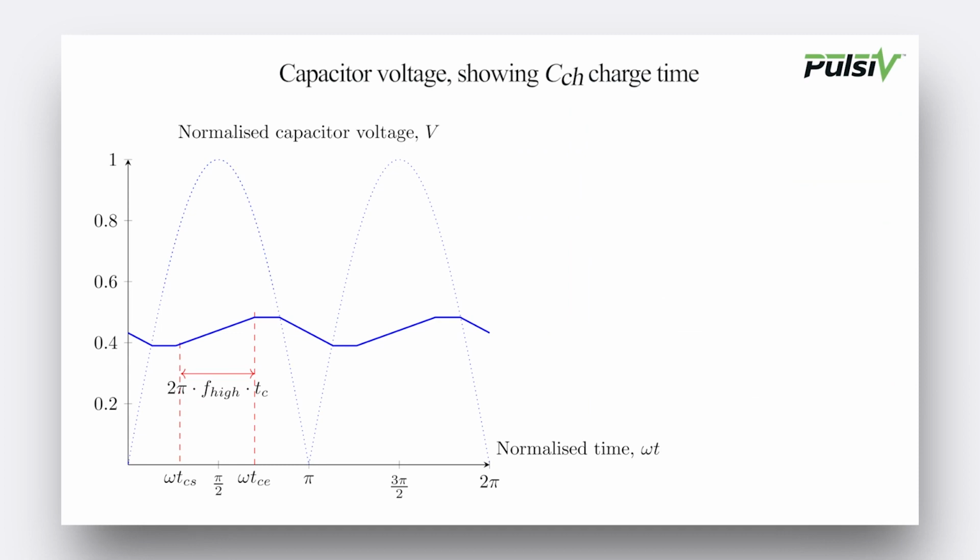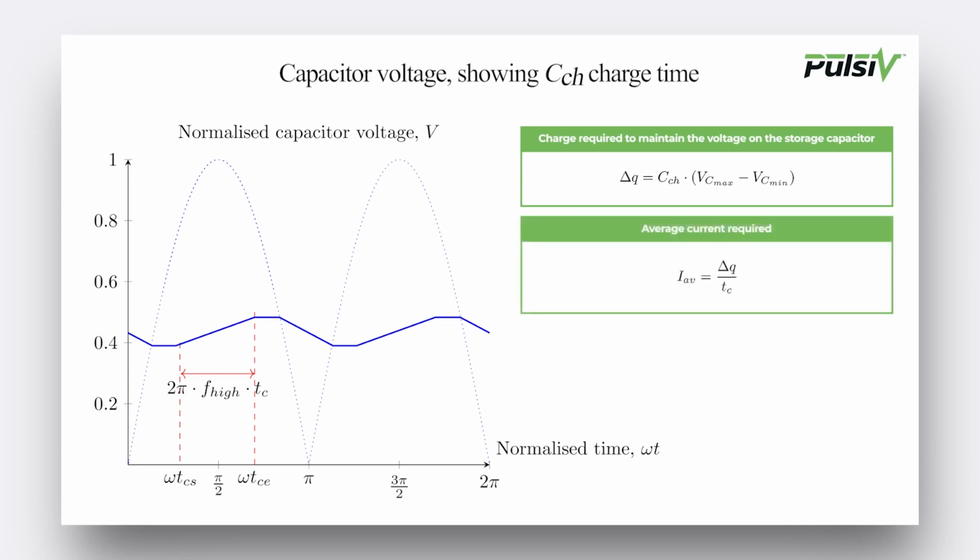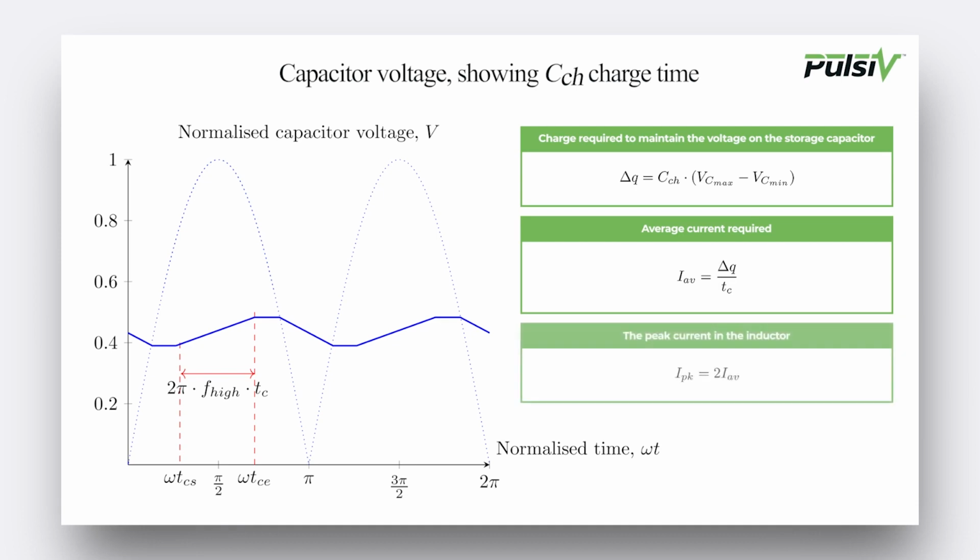The charge required to maintain the voltage on the storage capacitor is given by the following equation. The average current required is calculated using the following equation. From this, the peak current in the inductor is calculated using the following equation.